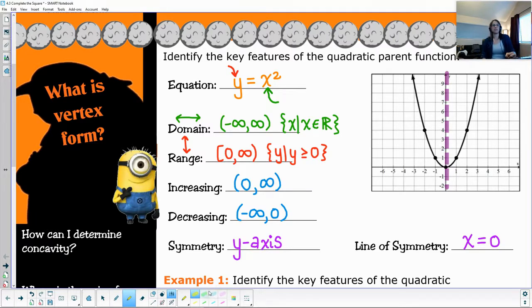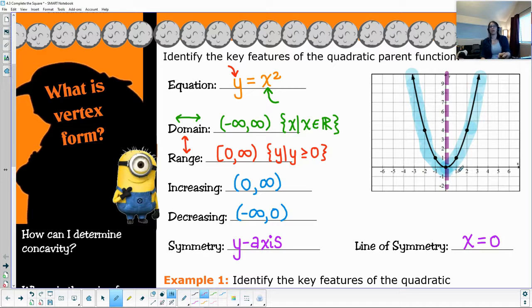Increasing and decreasing. So this says where on the function are the y values increasing? Well, they're increasing when x is 0 to infinity. So that's that piece there in blue. And then where is the function decreasing? Well, that's on the other side, because we read graphs the way that we read in English, left to right. Symmetry has y-axis symmetry. So if I fold it along the y-axis, I get the same picture. And then I also have a line of symmetry located at x equals 0.